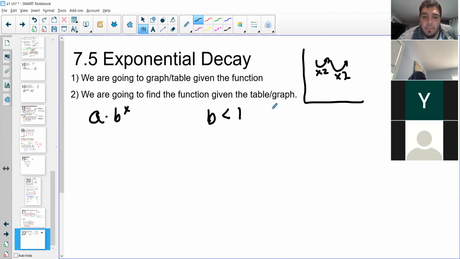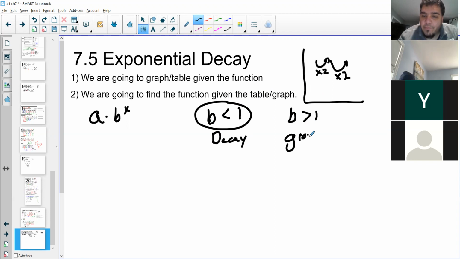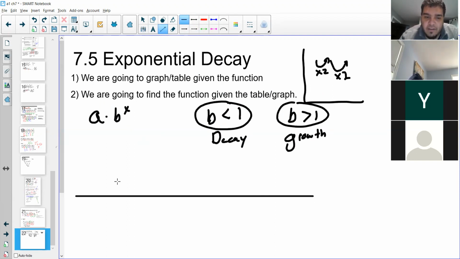Okay. So for problems 1 and 2, we're going to get the table and graph the function, and then we have the function and graph the table. So this one, b is less than 1 in the decay. And if you want to point out, b is greater than 1 in a growth. The only slight difference is that you're typically dealing with fractions or decimals in your exponential decay. That's really the only difference, so it's only slightly harder. But we already had to deal with fractions and exponents when we had the negative exponents.